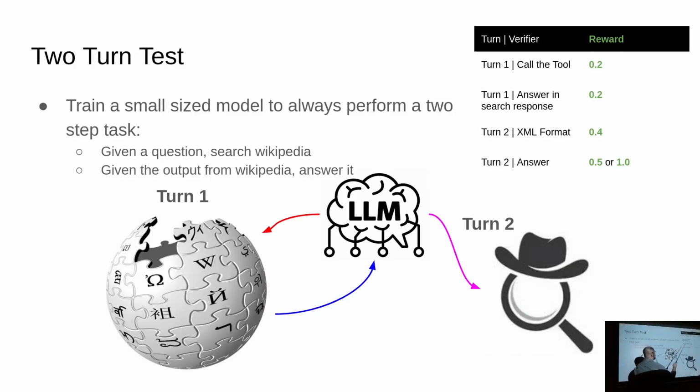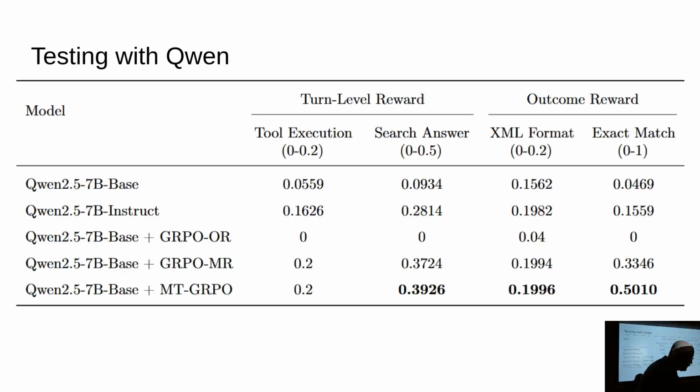If the resulting turn 2 output was in the correct format, XML, don't know why they liked XML, but they chose it, give it 0.4 points. And if the answer was present in the output, give it 0.5 points. Unless it got exactly the right answer, everything correct, down to the character, then give it 1. Why do I say those scores? Because all the stuff only makes sense if you know what the scores are.